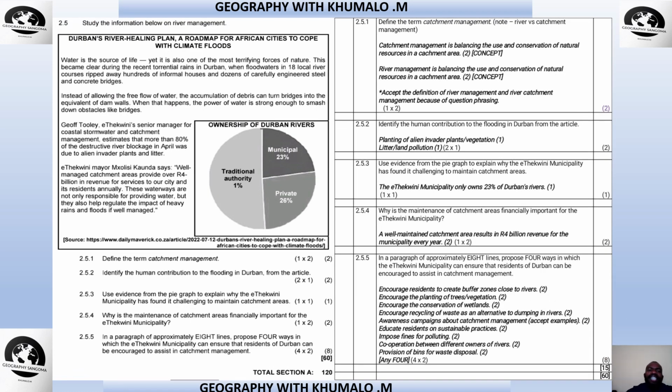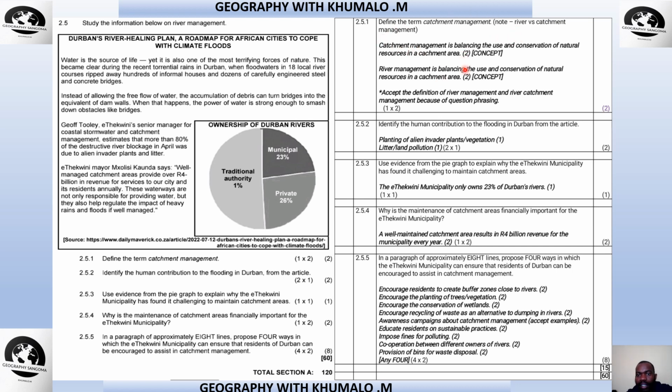2.5 now, guys, this is one thing that you must know in paper 1. The last question is usually these catchment areas or river management. Now I'm not going to read about Durban there. You will read in your question paper, as you have read in the exam, to save time. 2.5.1 says define the term catchment management.